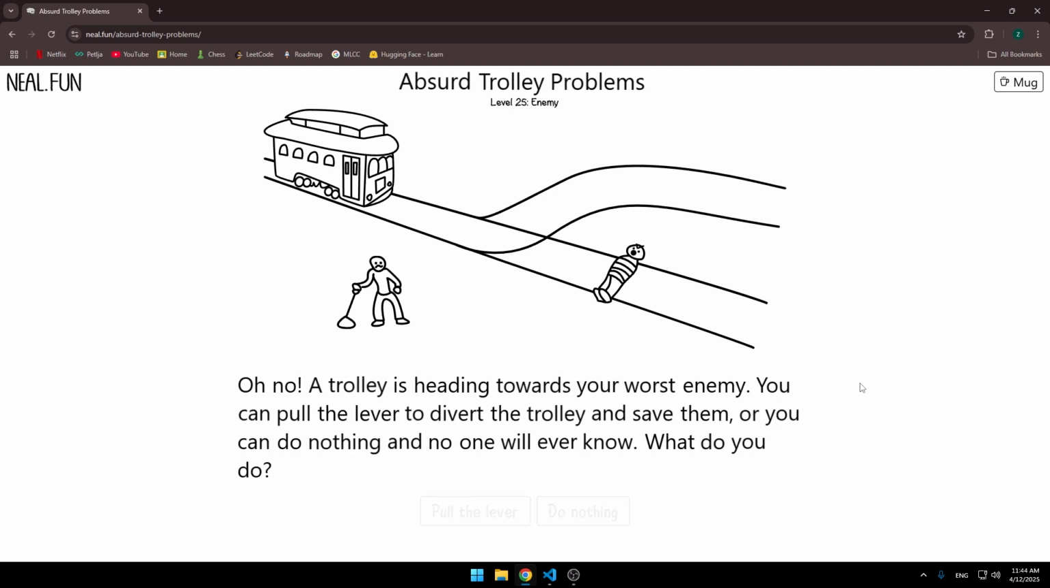Oh no, a trolley is heading towards your worst enemy. You can pull the lever to divert to the other track and save them, or you can do nothing and no one will ever know. What do? The AI will just save a life. This is a boring one. This is a really boring one. Come on now. Pull the lever.